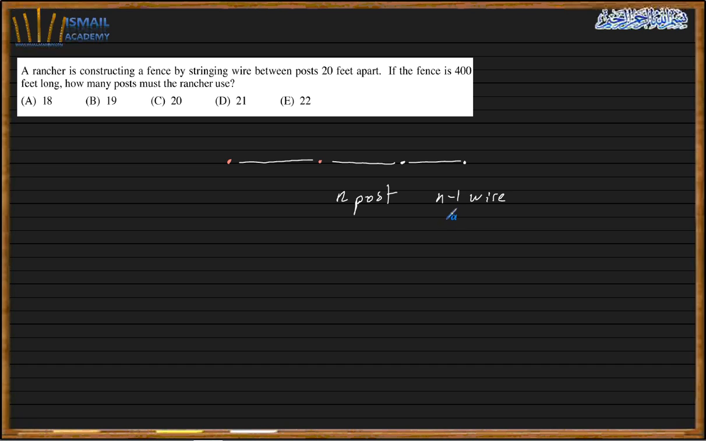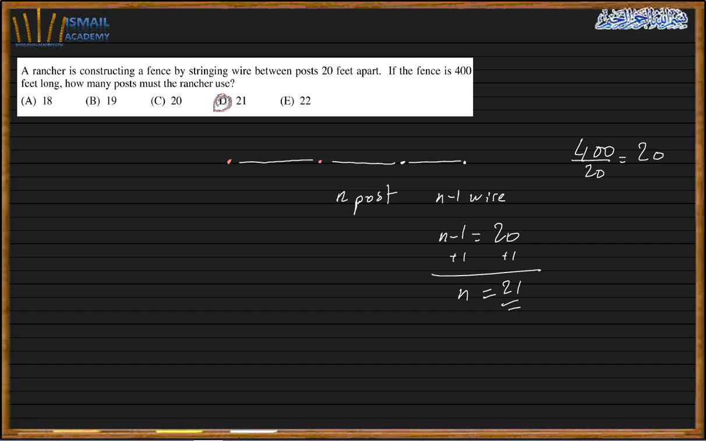Let me see how many wires of 20 feet I have in 1400 feet. So I divide this by 20, and I get 20 wires. So 20 wires: n minus 1 is equal to 20. So how many posts do I need? Add one to both sides, so n will be 21. So I need 21 posts. So D is my answer.